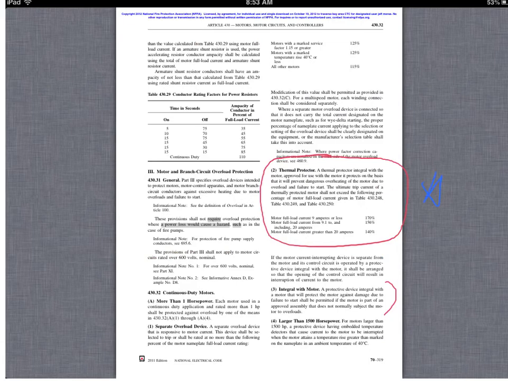So here's our code section that talks about the thermal protector being integral or built in, and gives us some parameters. Obviously we're not going to be building those electric motors, so the manufacturers have to design and build theirs to meet those specifications. We're just making sure that they are going to meet those specifications.